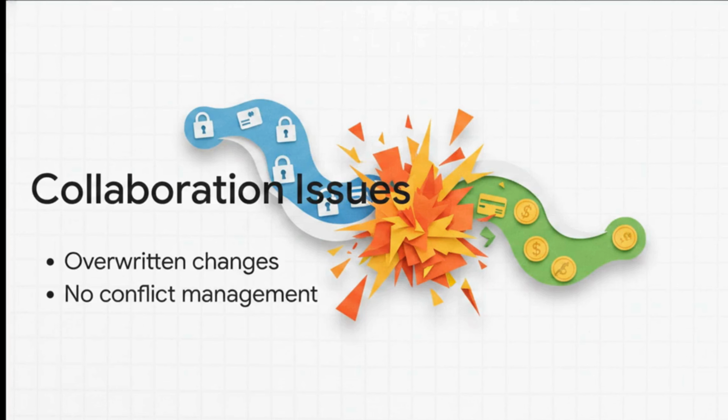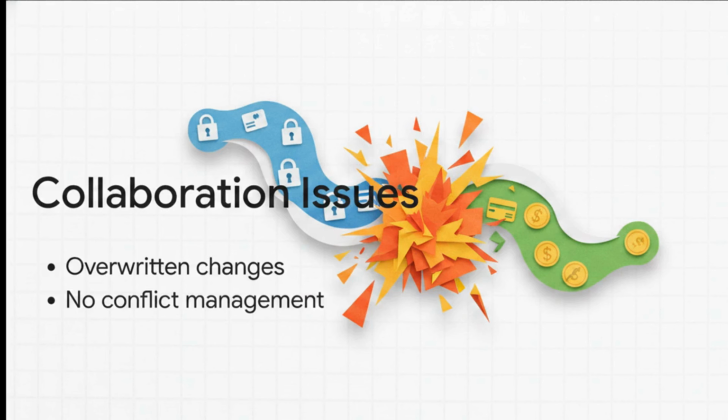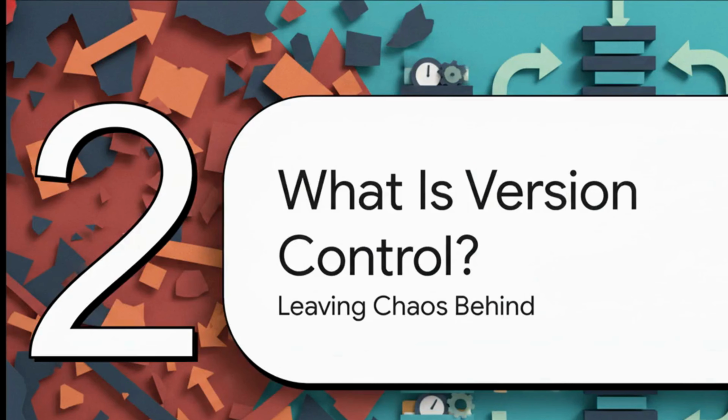Picture this real-world scenario. Developer A spends all day, literally all day, updating the login feature. Meanwhile, developer B is working hard on the payment feature. They both save to the shared environment, and boom, their changes instantly overwrite each other. All that hard work? Poof, gone. Without version control, there's no conflict management, no approval process. As your teams grow and you tackle more features, this manual system completely breaks down and development just grinds to a halt. So how do we fix it?